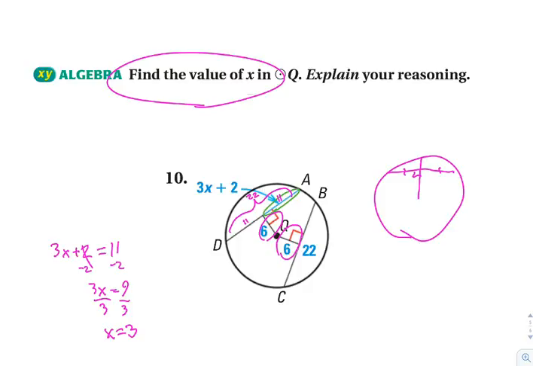Now again, the explanation was the two chords must be congruent because they're equally distant from the center. They're both 6 away from the center. And then secondary, we could split this chord in half because we have a radius perpendicular to that. So it splits the 22 into an 11 and 11.